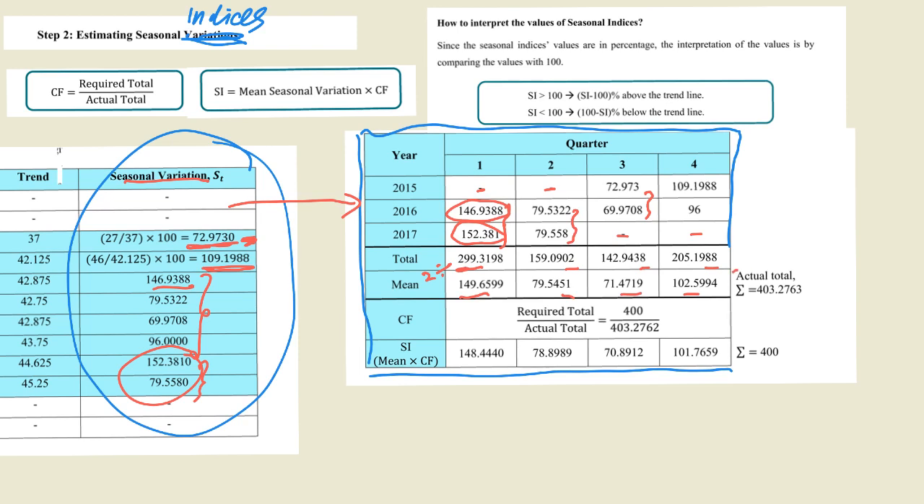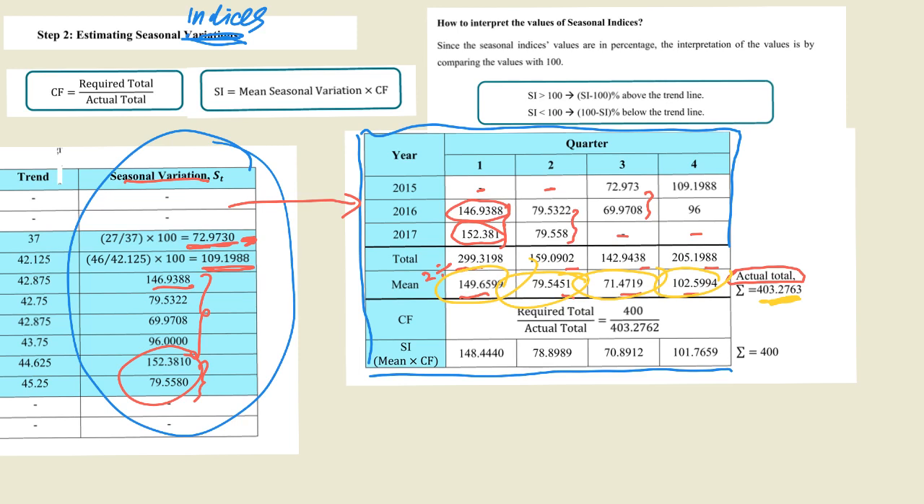And then we have actual total over here. You need to remember, after you calculate the mean for every quarter, you need to calculate the actual total. So you total up every value that you have in the mean, this one, this one, this one, and this one, you're going to get the actual total. So for this example, the actual total is actually 403.2763.